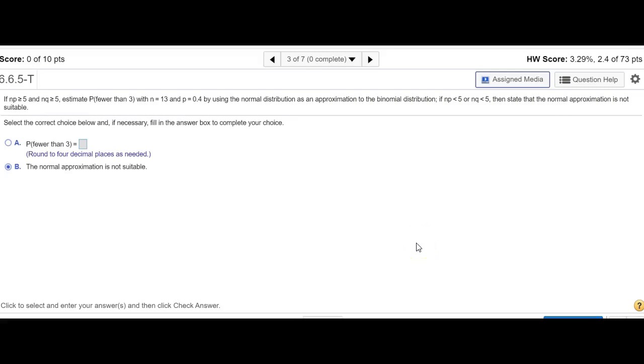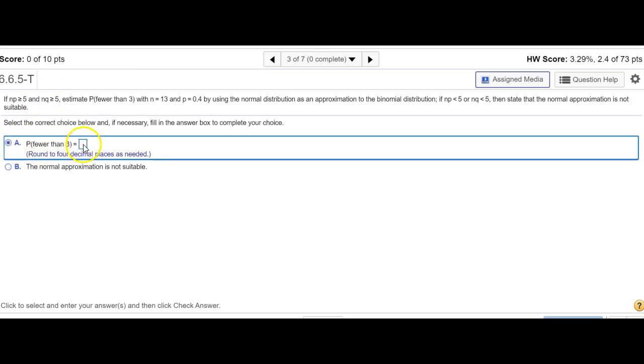In chapter 6.6, we're approximating the binomial to the normal curve. To do that, we have to verify that n times p and n times q is greater than or equal to 5. In this case, n is 13 and p is 0.4, so the corresponding q would be 0.6. If you take 13 times 0.4 and 13 times 0.6, that's greater than or equal to 5. So we're able to answer this question with the normal distribution curve.